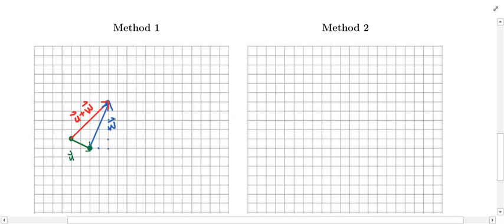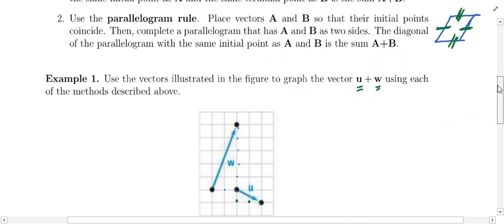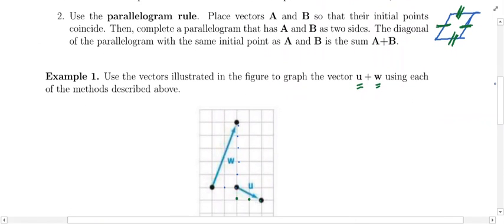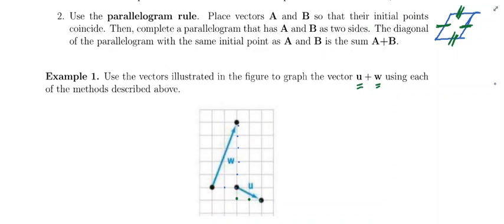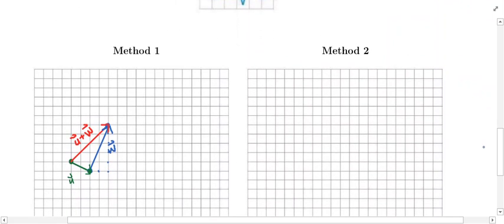Now I'm going to try the same exact thing with the other method, and you're going to see that we get the same resultant. For method 2, we're going to use the parallelogram rule. So we're going to draw both vectors, but we want their initial points to coincide. Let's go ahead and do that. I'm going to use the same colors.